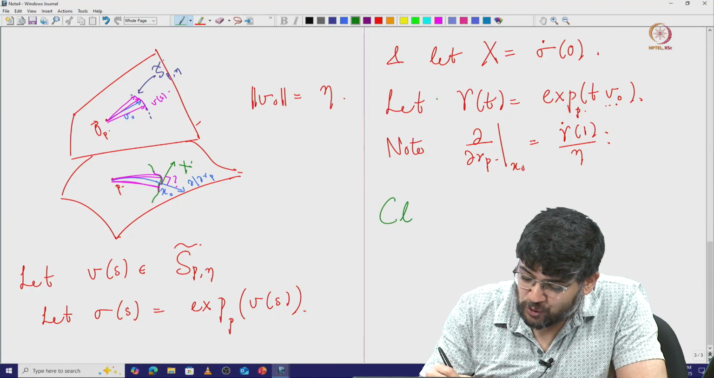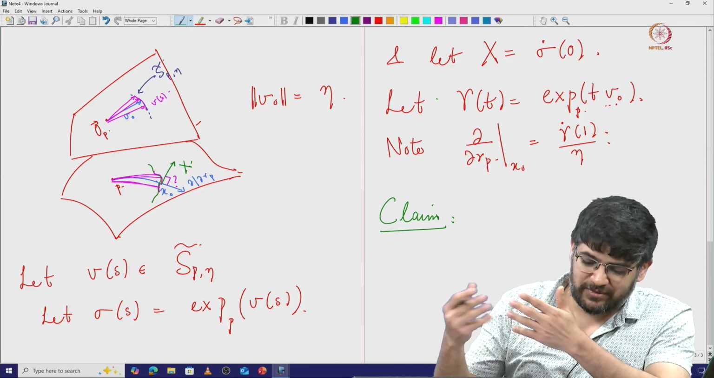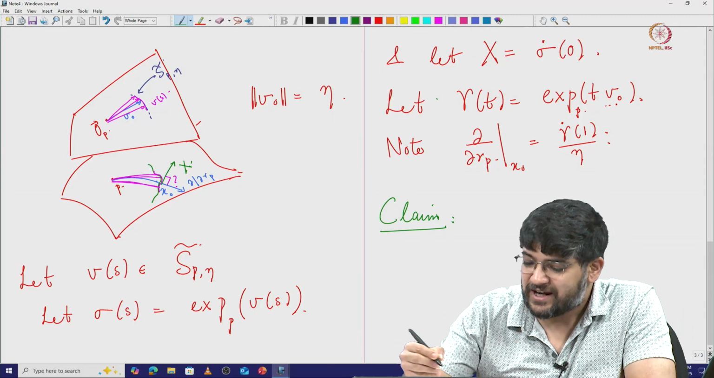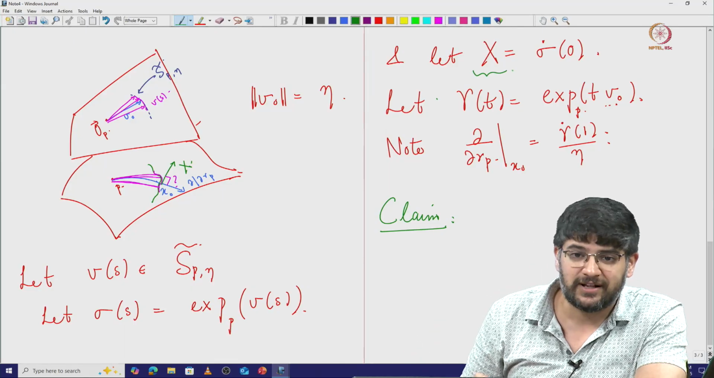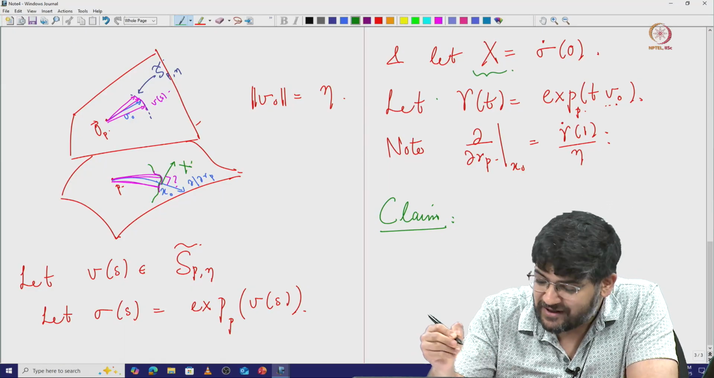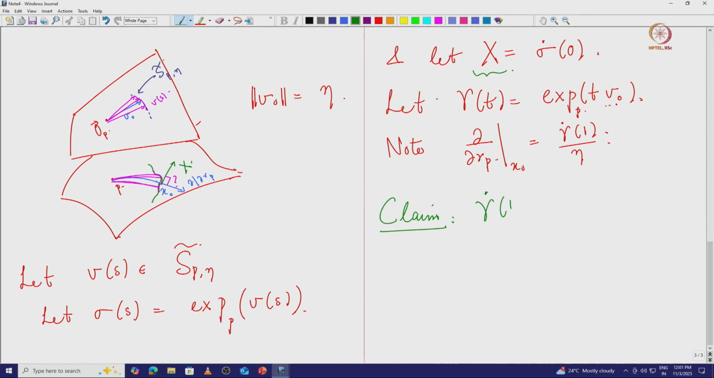So it is enough to prove. I want to show that the radial vector field is perpendicular to the boundary of the geodesic sphere, which means I want to show that the radial vector field is perpendicular to all such vectors X. So it is enough to in fact prove that gamma dot of 1 is perpendicular to X. Okay. It is enough to prove that. So let's prove this.